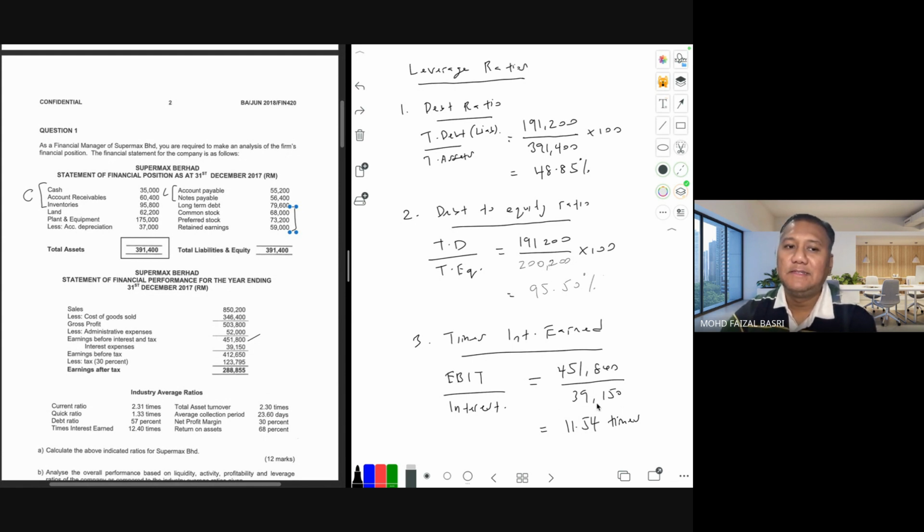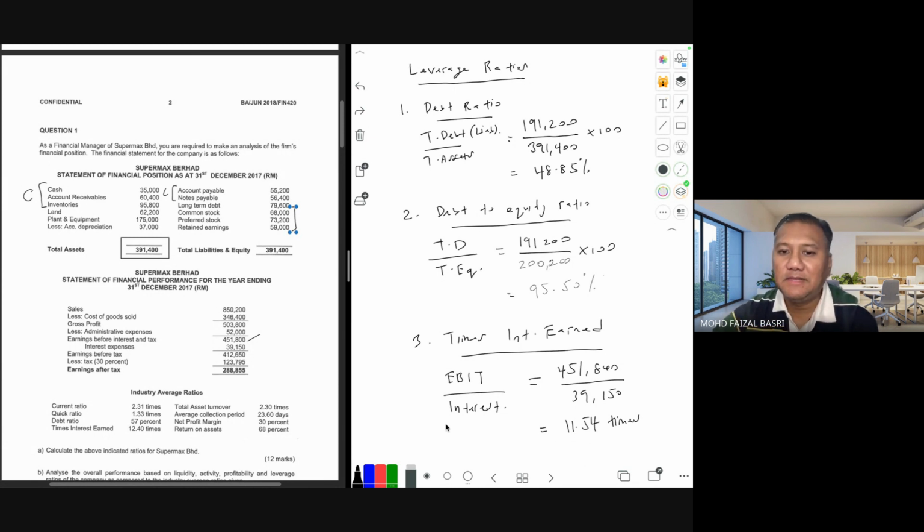Okay, so your answer will be written as: Supermax Berhad's times interest earned is less, or is worse, as compared to the industry average, which indicates that the company has less ability to pay or to cover their finance charges as compared to the industry average.